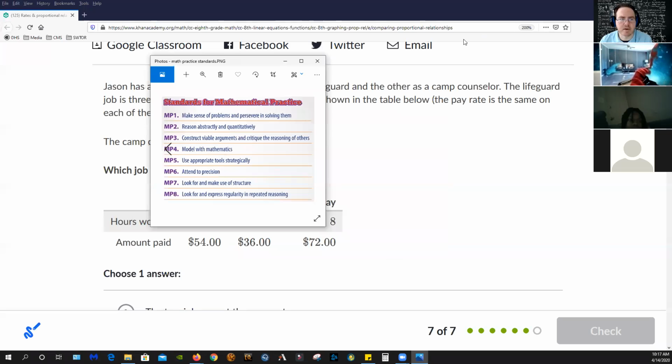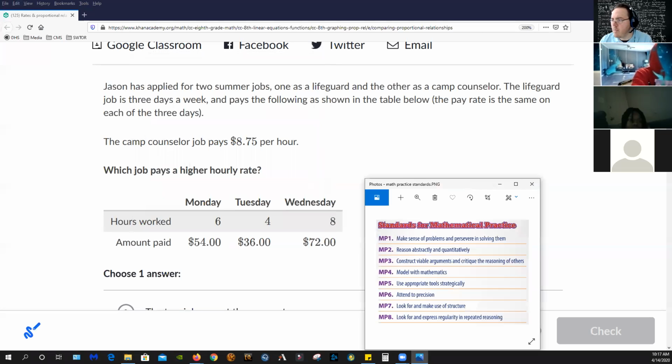Yep, there's my math practice standards. I got them. Okay, I'm not sure where my cube picture went, so I guess I'll press on without it for just a moment. Okay, so let's start.